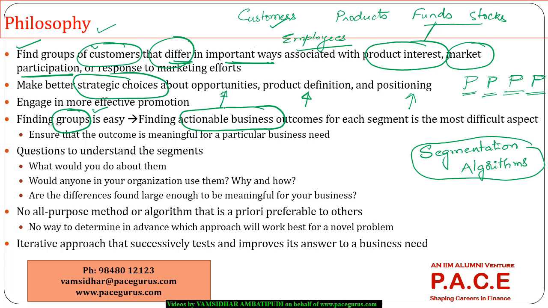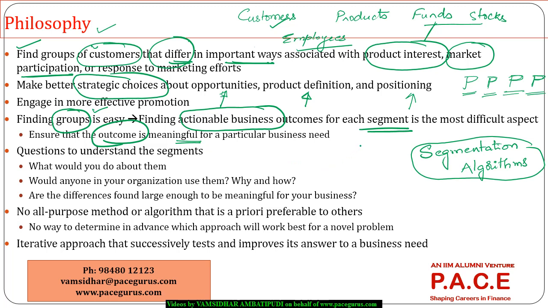How do I differentiate segment 1, segment 2, segment 3 with respect to the performance in an appraisal? So, linking them to my business outcomes and really coming out with what is the characteristic of this particular segment and how this segment is differentiated with respect to the other segments as a part of my business need is the most difficult aspect with respect to segmentation.